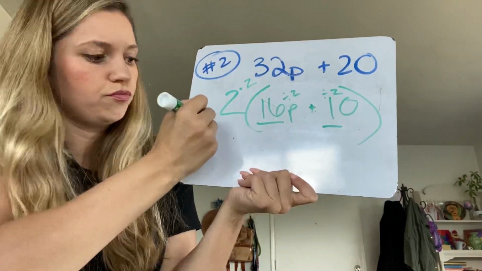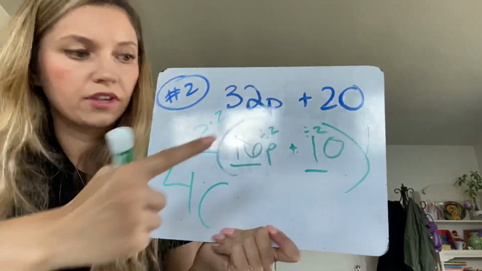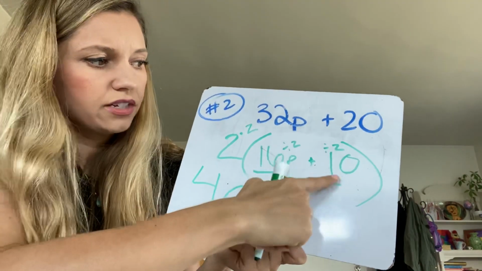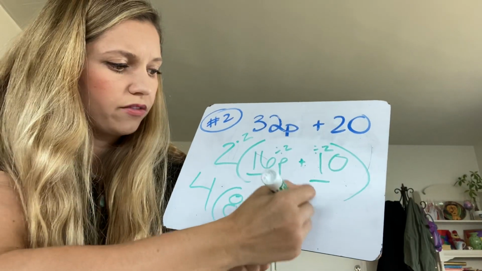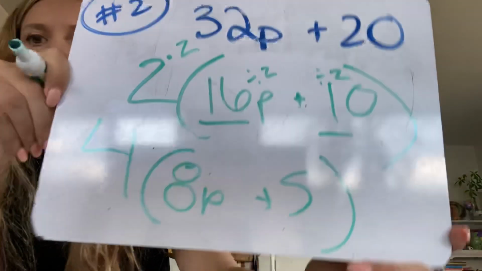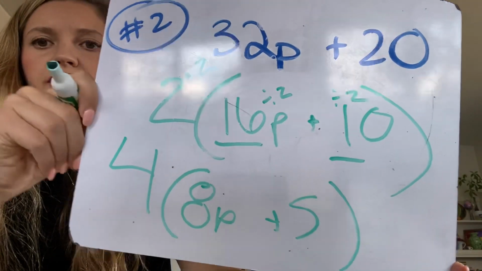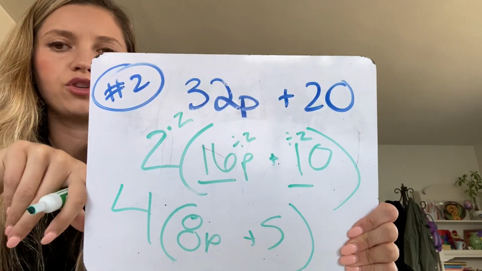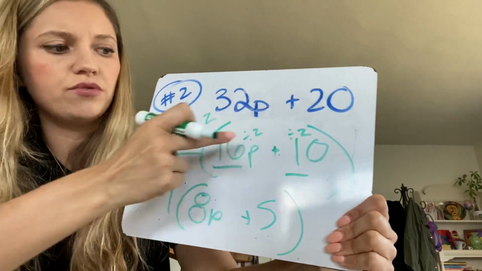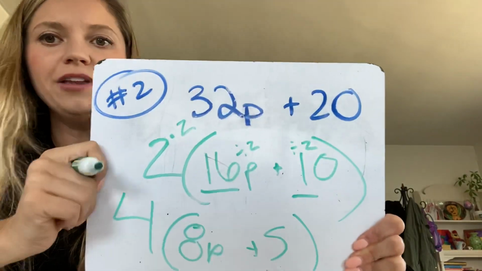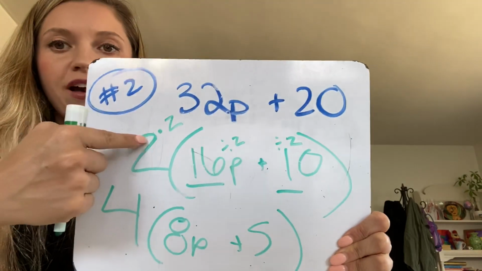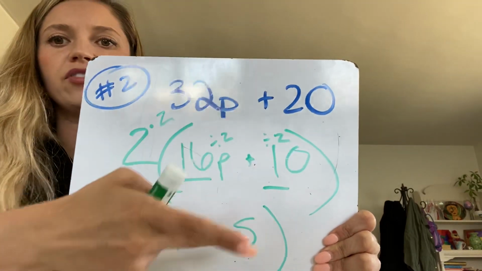2 times 2, 4. 16 divided by 2, 8p. 10 divided by 2, 5. Okay, now that would have been your final answer. It still was the same. So all you had to do is when you realize that these two numbers still have factors in common, you figure out what it is, you multiply that factor by the number on the outside, and then divide everything on the inside by it and rewrite it.